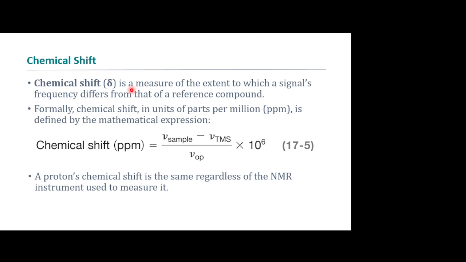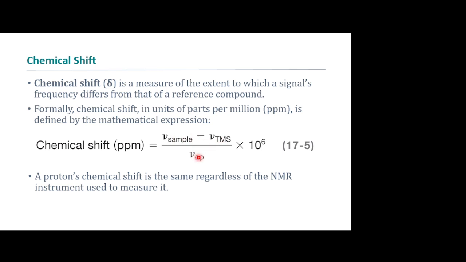Parts per million, yeah. And it is a parts per million number. So that's why it's called ppm. So formally, you're going to measure these in parts per million. You're going to use this, which is the frequency of your sample minus the frequency of TMS. That would give you the shift, right? So that's the shift part. And then you're going to divide it by the operating frequency.